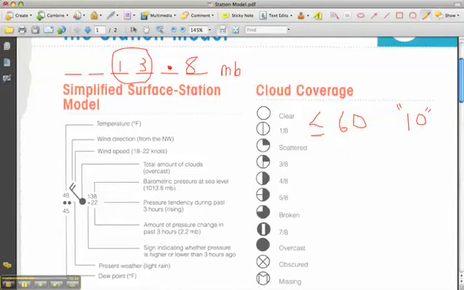If the 2 numbers ahead of the decimal point are greater than 60, then we place a 9 in the placeholder ahead of those 2 digits. Well, we know that 13 is less than 60, so we're going to put a 10 here. So our barometric pressure at this particular station is 1013.8 millibars.